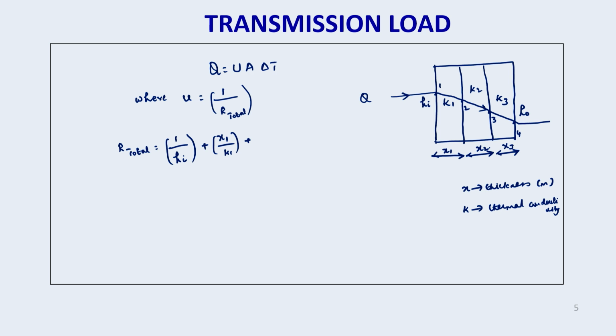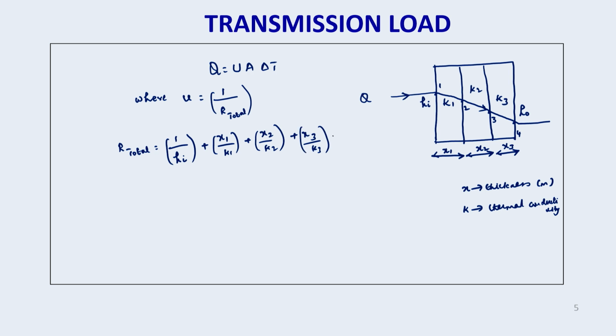For the second layer, that is between 2 and 3, X2 by K2. The thickness of the different layers or walls could be the same, and if the same material is used, then K1 equals K2 equals K3. So this is for the second layer, and from 3 to 4, that is conduction, X3 divided by K3.